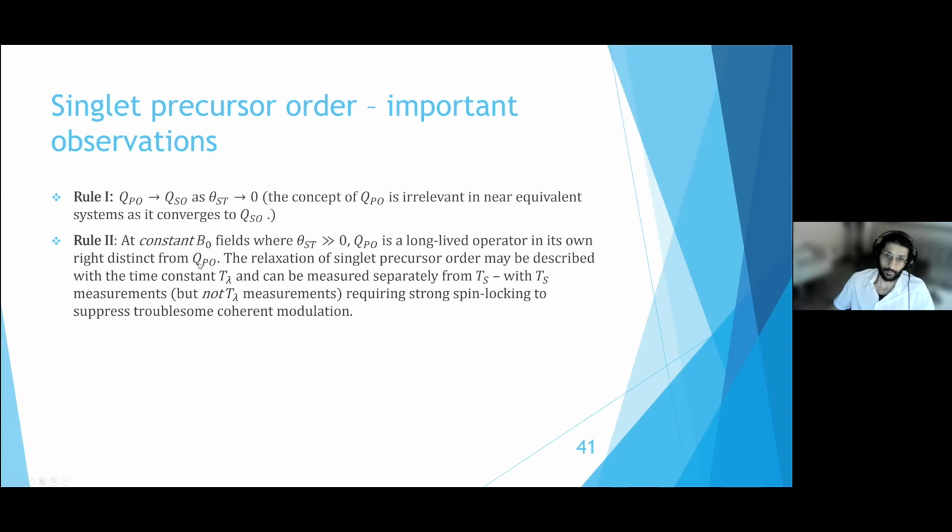I made a typo here. And let's say that the relaxation of the singlet precursor order can be described with the time constant T lambda. And you can actually measure it separately from TS. And it's only with the TS that you're going to require something like strong spin locking. But the singlet precursor order is actually a long-lived eigenorder, even outside of the context of field cycling.